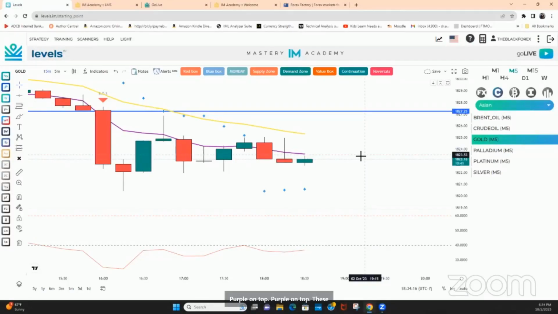Purple on top. These EMAs need to cross and purple is on top. And if they do cross, then great. Let's get in for a buy and wait for the plus sign. But right now we cannot sell it. The same thing as NAS.